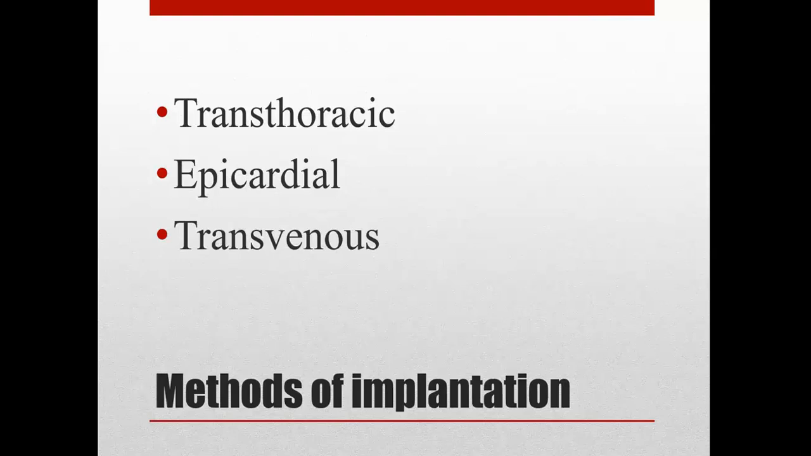Transthoracic implantation is not commonly used in adults, but patients that aren't candidates for transvenous implantation are usually the ones who benefit from this. So, for example, if you've got a patient with superior vena cava syndrome or subclavian vein obstruction or thrombosis, they're probably going to benefit more from it.